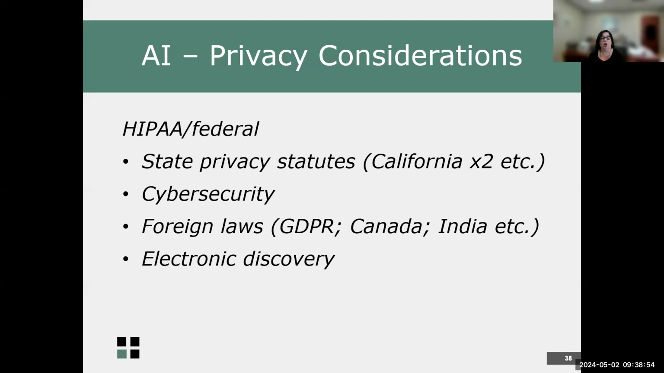So to the extent that whatever issue you're dealing with may involve interstate issues, you need to be aware of all of this and make sure you're being careful about any use of AI and what kinds of information you're putting out there. There are also cybersecurity statutes, and there are foreign laws such as the GDPR in Europe, the Canadian privacy statutes, Venezuela, India. India, they actually made it part of their constitution now. And of course, it's also something inherent in electronic discovery. And that is kind of a double-edged sword.